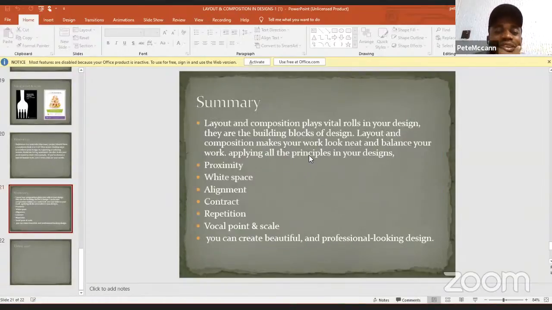In a nutshell, layout and composition play vital roles in your designs. They are the building blocks of designs. Layout and composition make your work look neat and balanced. Apply all your principles in your design: proximity, white space, alignment, contrast, repetition, focal points, and scales. You can create beautiful and professional looking designs.